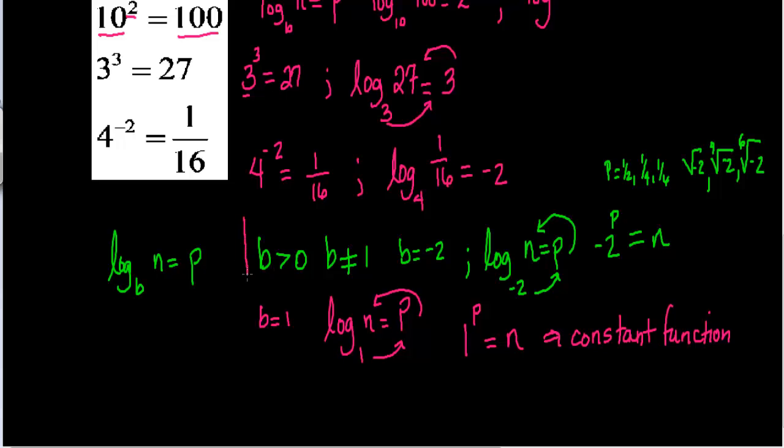Okay, so make sure you keep this in mind. b has to be greater than 0, no negative numbers, and it cannot be 1.